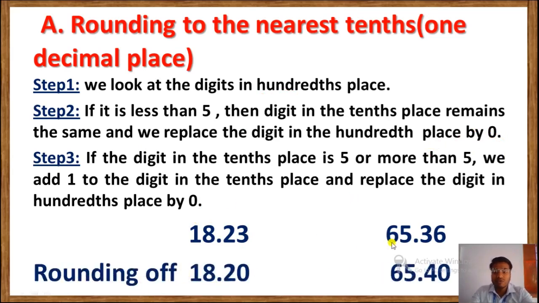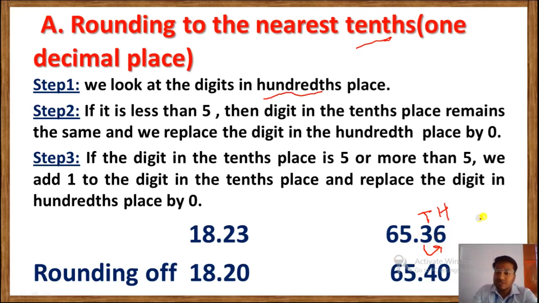18.20. Same way you can see for this example, we have here 65.36. So according to step number 1, we have to see 100th place. So this one is 10th place and this one is 100th place. Here we have 6, just right side of the 10th place, or 1 decimal place. So this one is 10th place, and just right side of the 10th place we have 6.